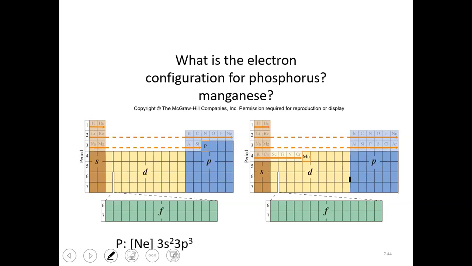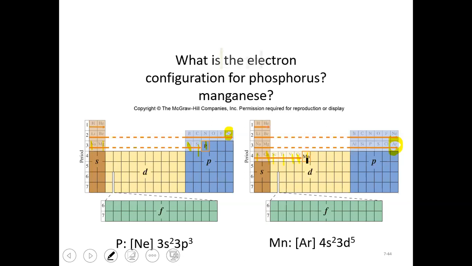For phosphorus, right? Neon, 1, 2, that's 3s2, 3p1, 2, 3. There you go. How about manganese? Core is argon, and then you have 4s1, 4s2, and then comes the 3d ones, 3d1, 2, 3, 4, 5. So that means that our configuration is core of argon, 4s2, 3d5. See how easy it is? I told you guys last time that there was an easier way than writing all those diagrams, right?